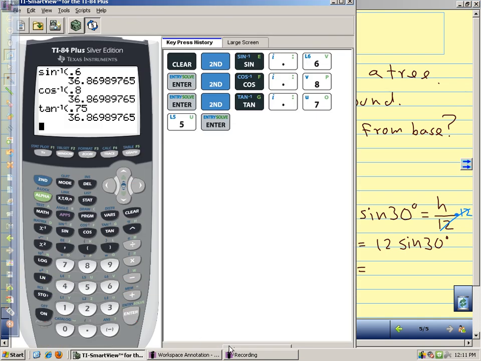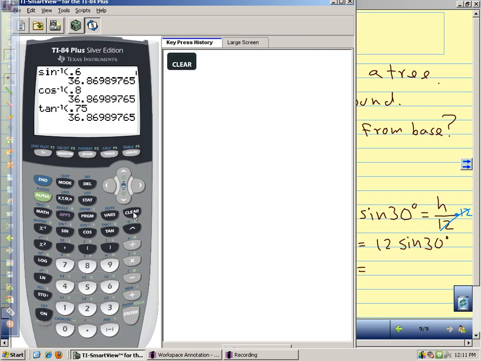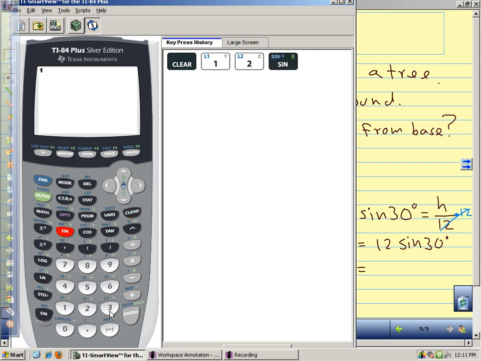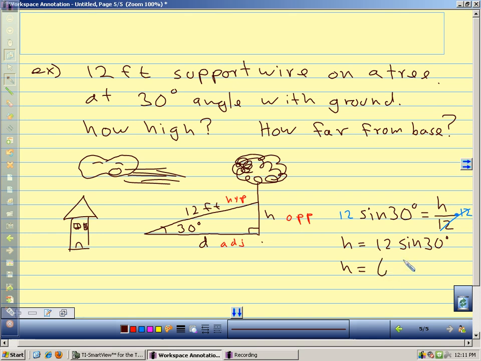So let me clear this. I'm going to do 12 times the sine of 30. And I get 6. So we're going up 6 feet. So this equals 6 feet. So we're going to attach our wire 6 feet up the tree. So that wouldn't make a very good zip line. It wouldn't be very fun, only 6 feet up.